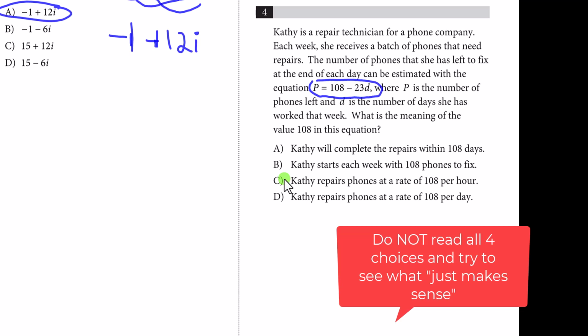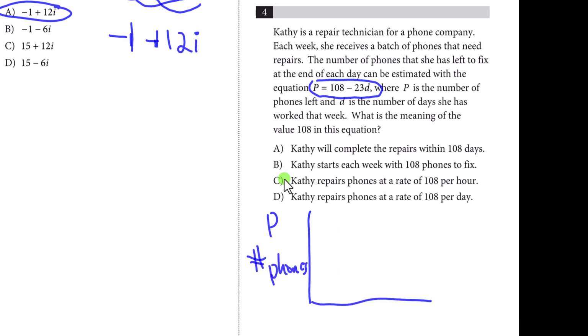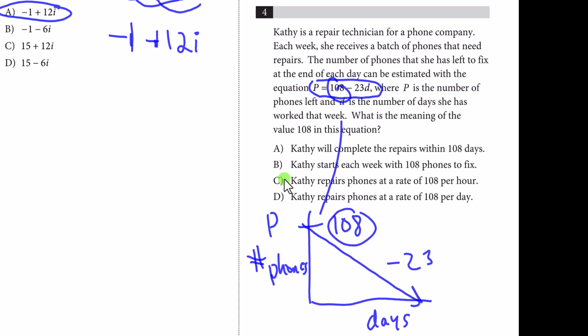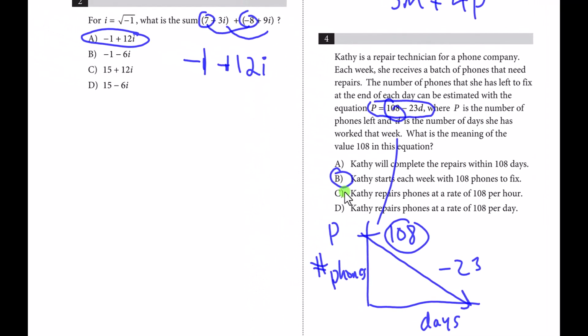Best thing to do, keep track of this, is to just kind of graph it out. So we've got the y-axis, which is P, which is the number of phones. And we've got the x-axis, which is the number of days. And if you graph this out, this is the simple y equals mx plus b. So 108 is going to be the y-intercept. So we have 108, negative 23d. Negative 23 represents a slope. And so what that means is she's going to start off with 108 phones. So that's going to be B.